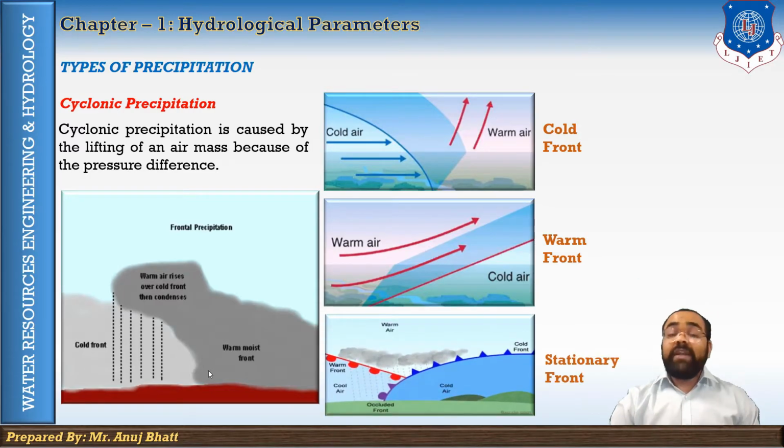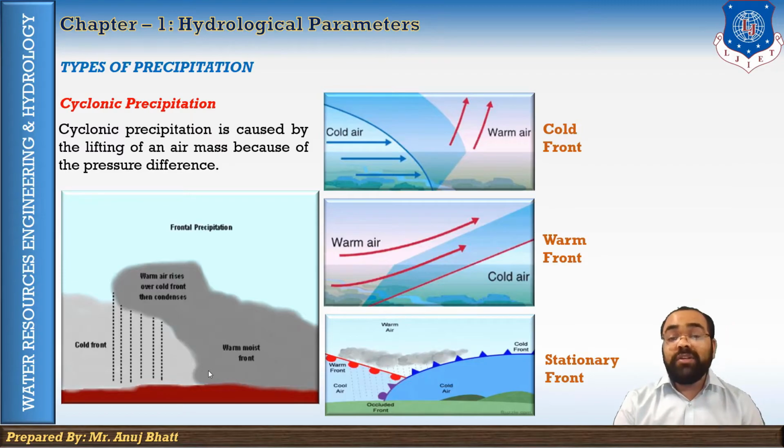The cold front causes intense precipitation in comparatively small areas, while the precipitation due to the warm front is less intense but spreads over a comparatively large area. Cold fronts move faster than warm fronts. Okay, so this was about cyclonic precipitation, which we have divided into two parts: the first frontal and the second non-frontal. Till now we have discussed frontal precipitation.